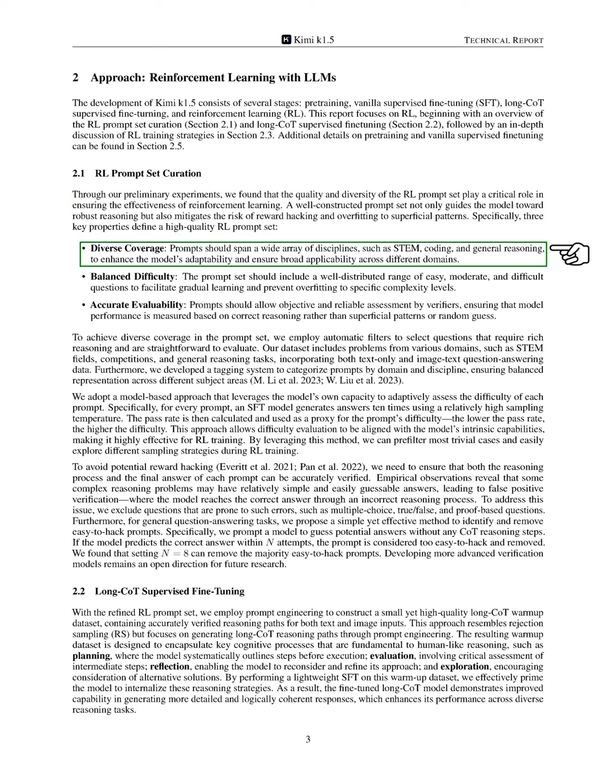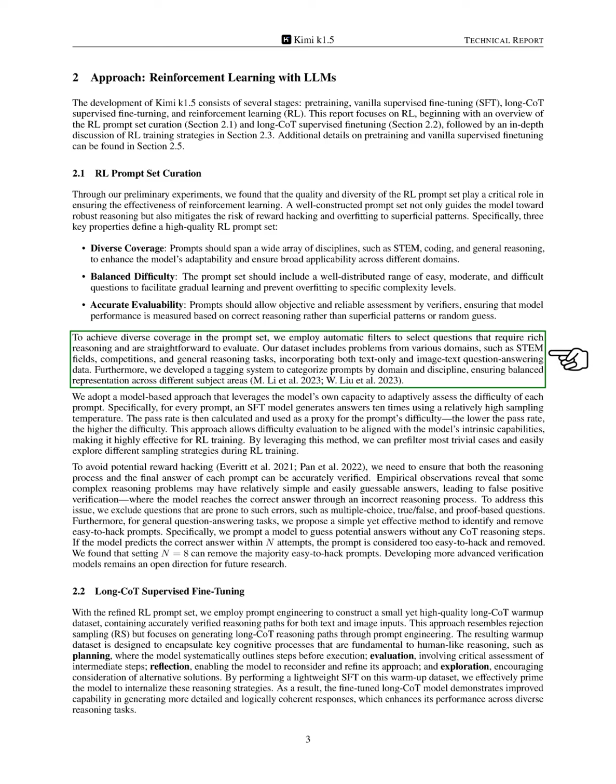We define three essential properties for a high-quality RL prompt set: diverse coverage across various disciplines, balanced difficulty levels, and accurate evaluability for objective assessment. To ensure diverse coverage, we use automatic filters to select questions that require deep reasoning and are easy to evaluate. Our dataset includes a range of problems from different fields, including STEM and general reasoning tasks, and incorporates both text-only and image-text data. We also developed a tagging system to maintain balanced representation across subjects.